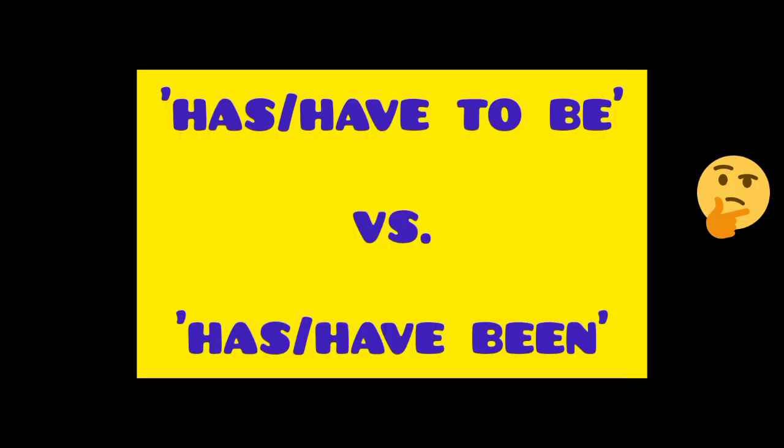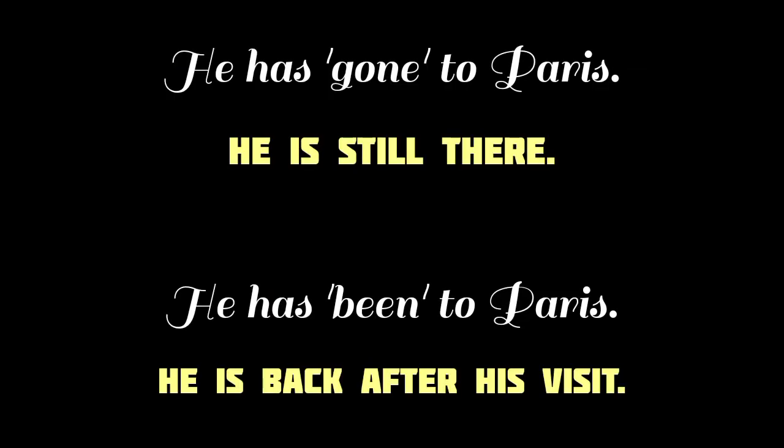Now let's learn the difference between has or have gone and has or have been. Take for example, he has gone to Paris. Has gone is in present perfect tense. The sentence means he is still in Paris. He is still over there. He hasn't yet returned from Paris.